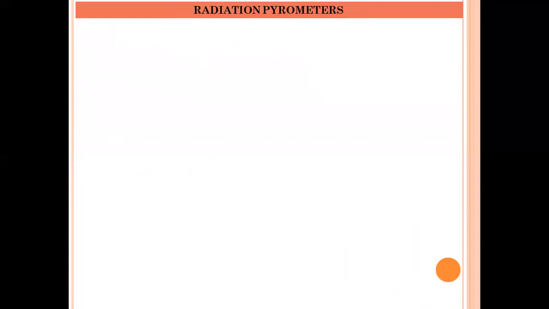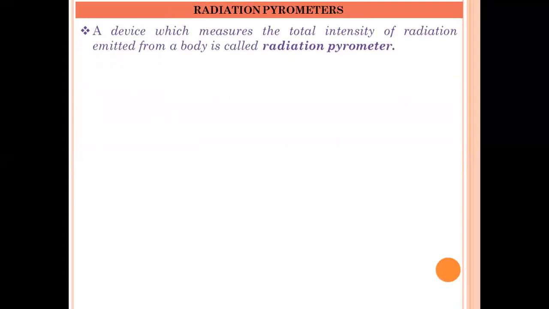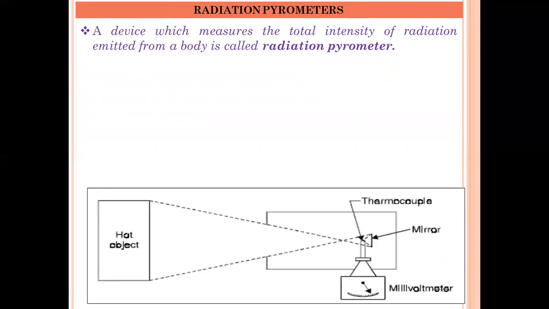Second is the radiation pyrometer. A device which measures the total intensity of radiation emitted from a body is called a radiation pyrometer. This is the block diagram for the radiation pyrometer.